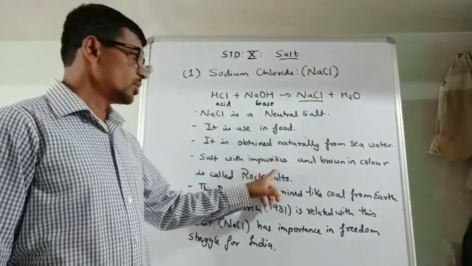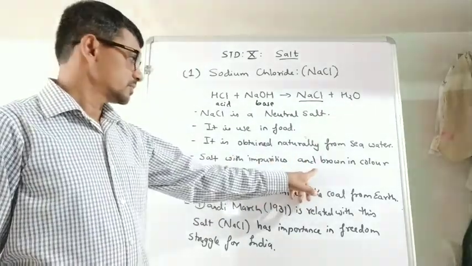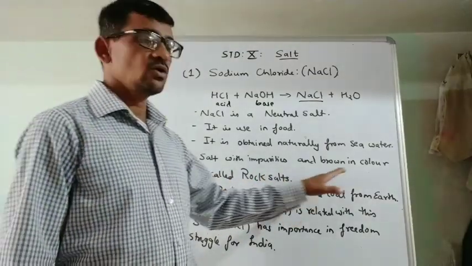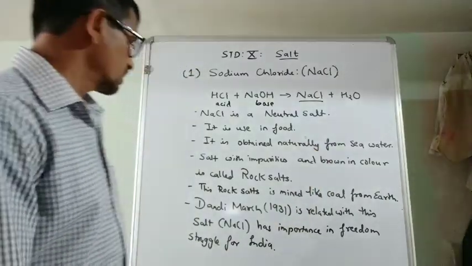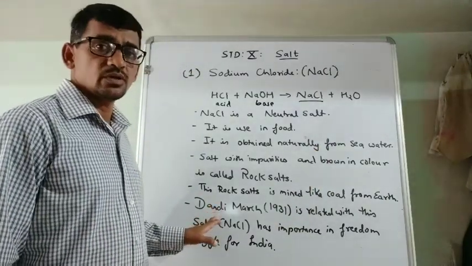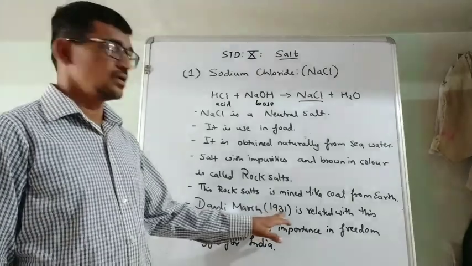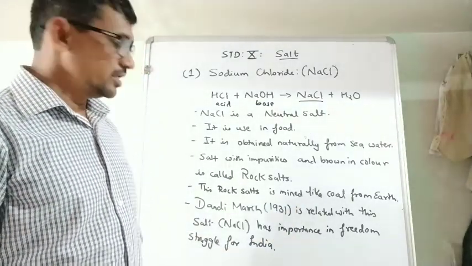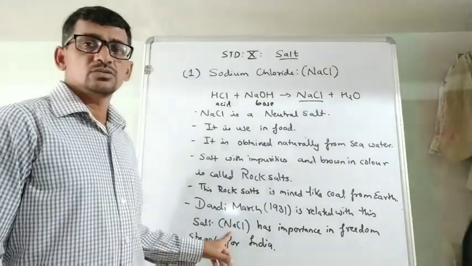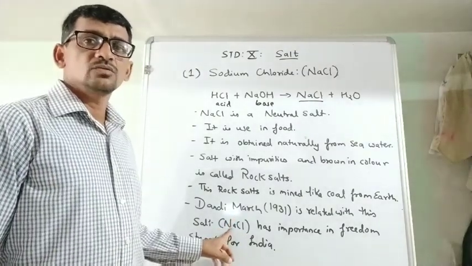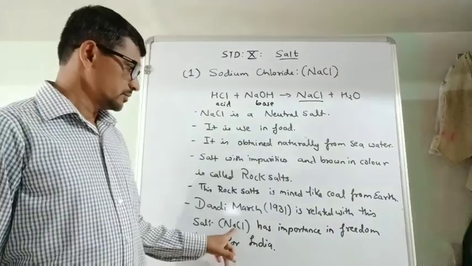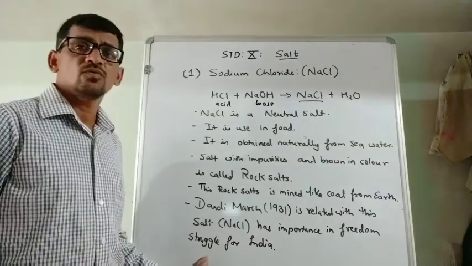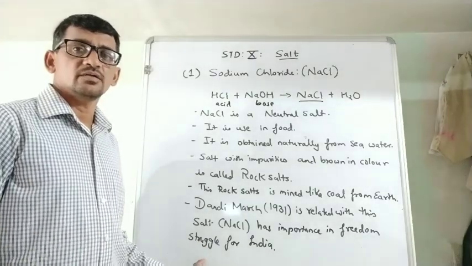Salt with impurities is brown in color. That is known as rock salt. This rock salt is mined like coal from the earth's surface. The historical importance is the Dandi March in 1931 by Mahatma Gandhi, to remove the tax on NaCl, meaning salt. It has historical importance in the freedom of our India.